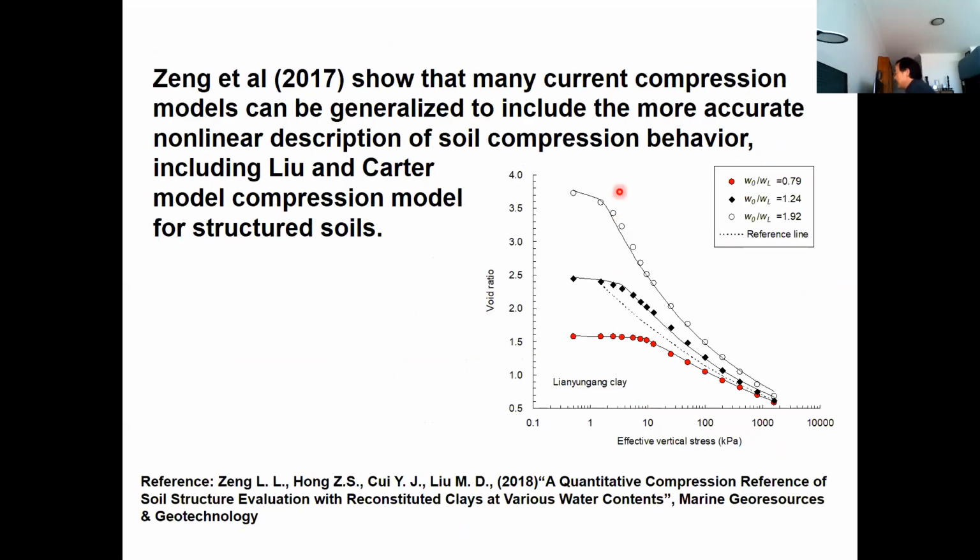This is experimental data. You can see that the soil behavior in the e-log p space, if the stress changes from 0.1 to 10,000, if the stress range is wide enough, is actually not linear. Linear is an assumption. The linear representation is simply an assumption. It's not accurate enough.